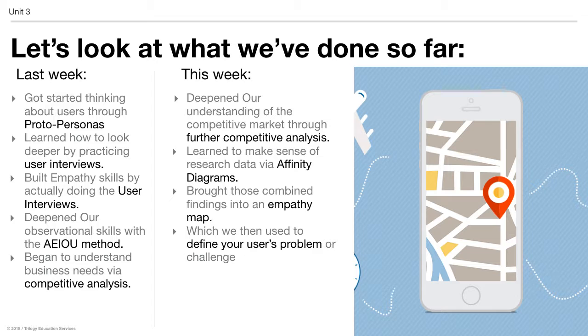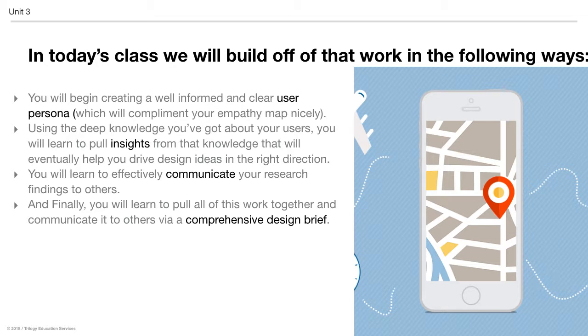And so in today's class, we're going to build off what we've already done by creating very clear user personas, really well-informed ones using our research data. So we're going to take all of our knowledge and bits and pieces of info that we've got about users that we've worked on so far, and we're going to pull insights out of that. And those are going to help our design ideas be informed and be moving in the right direction. So solving the right problem is the goal there.